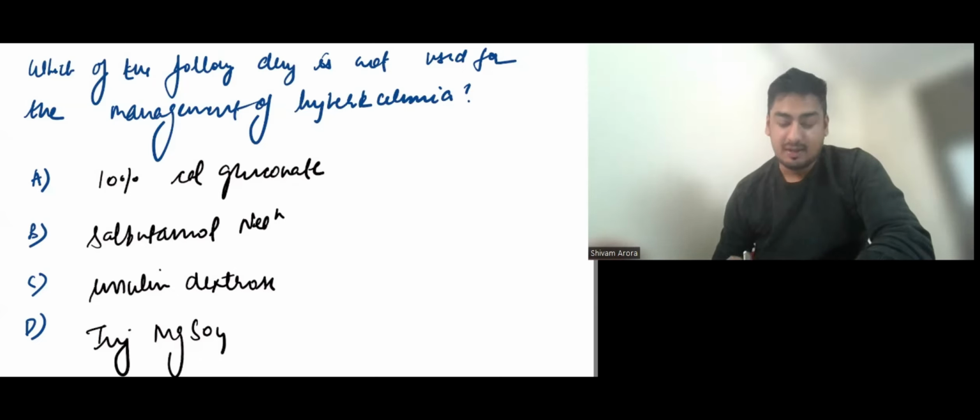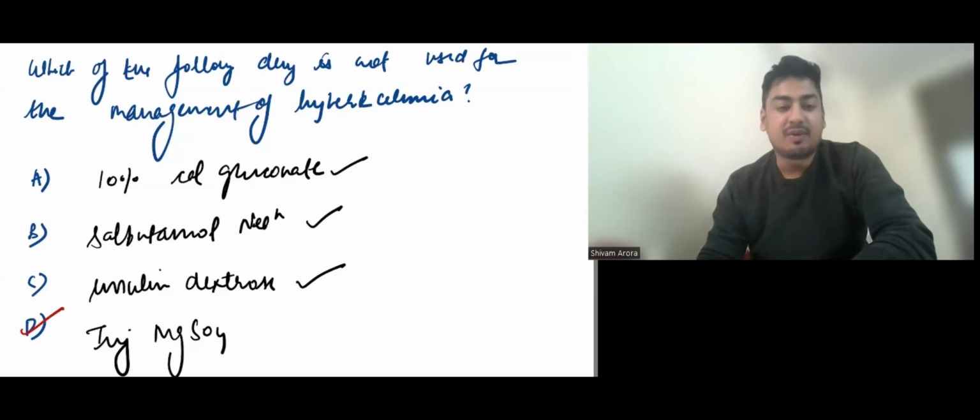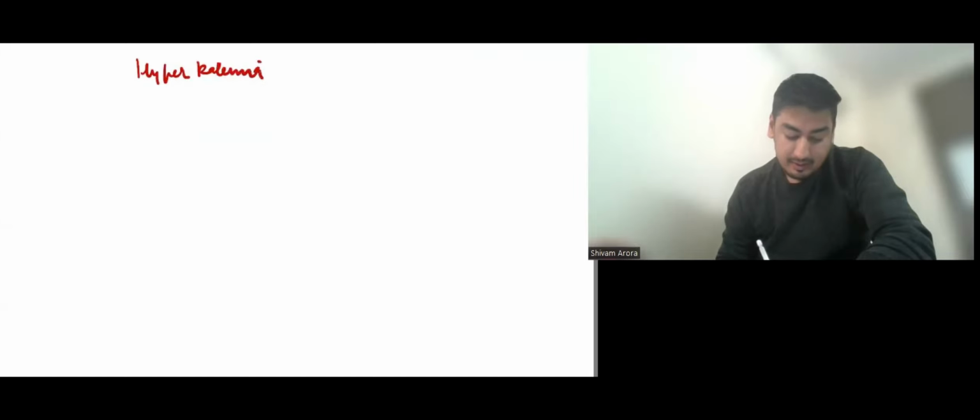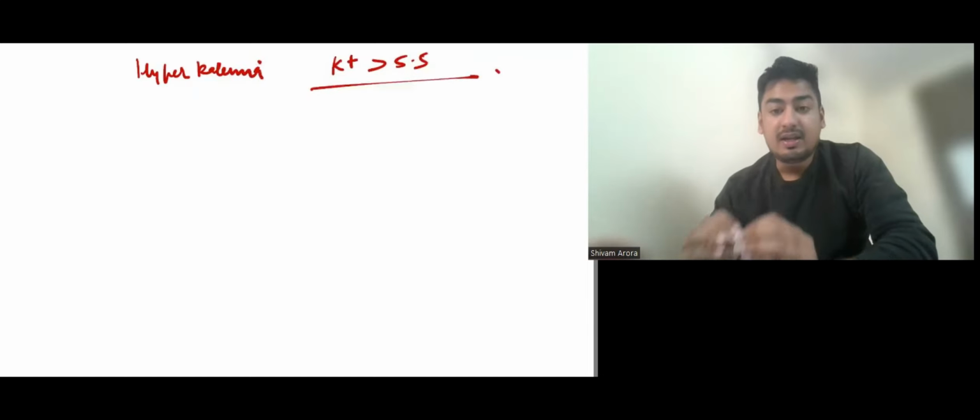Fourth, injection magnesium sulfate. So as we know, 10% calcium gluconate is used, salbutamol is used, insulin dextrose is used, magnesium sulfate is not used. Let us now discuss the treatment of hyperkalemia. First of all, what is hyperkalemia? Hyperkalemia is potassium levels more than 5.5, and it has to be treated whether there are ECG changes or not. Potassium level of more than 5.5 has to be treated.